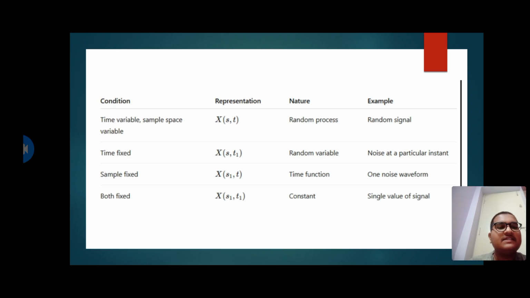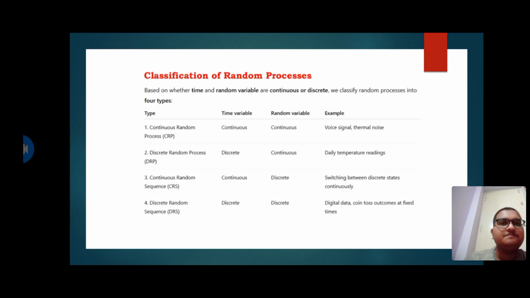When sample space is fixed, it is represented as X(s1, t). Here it is a time function, for example one noise waveform. When both time and sample space are fixed, it is represented as X(s1, t1), which is a constant. A single value of a signal is an example of both time and sample space being fixed. Next, classification of random process.